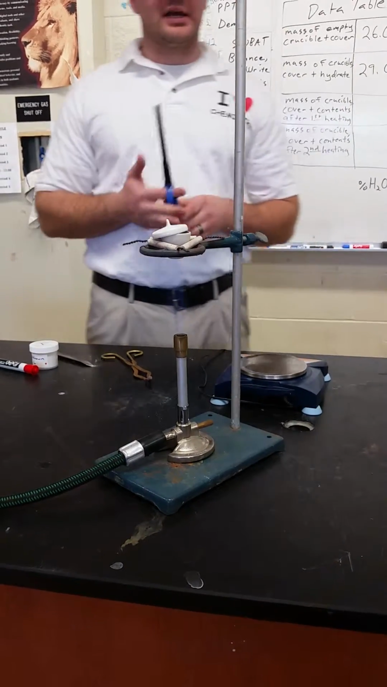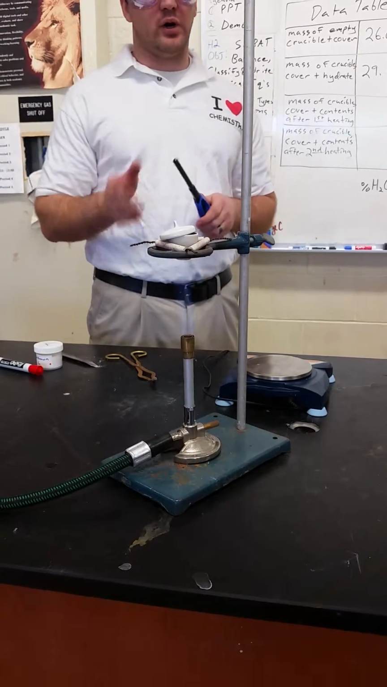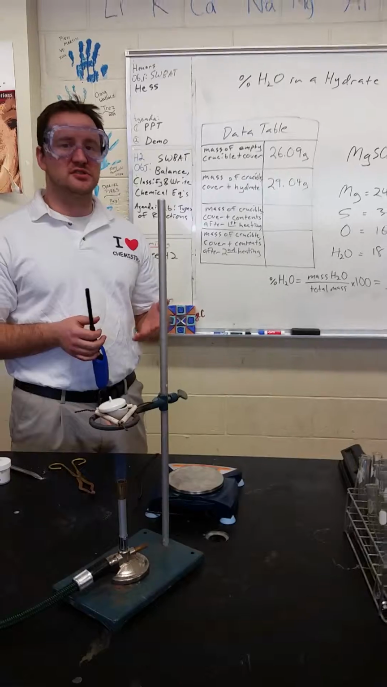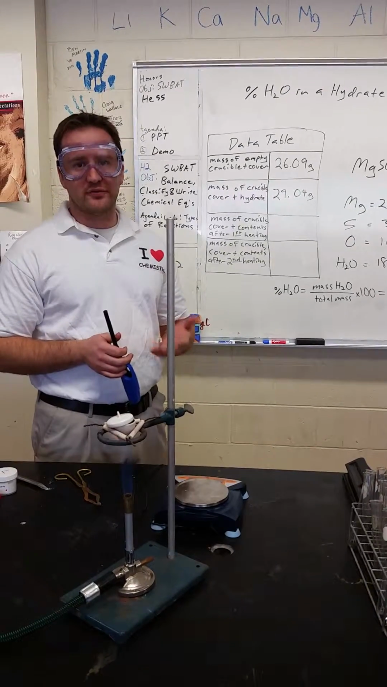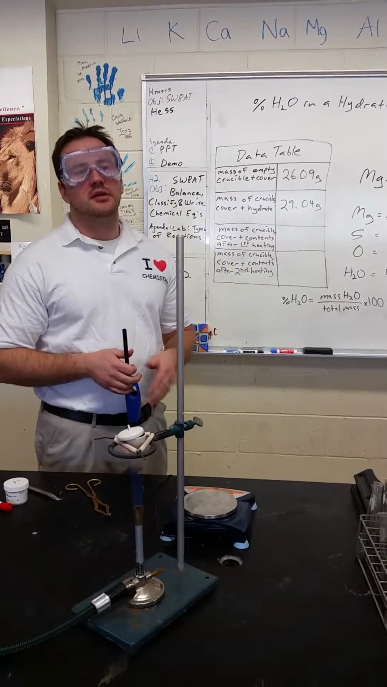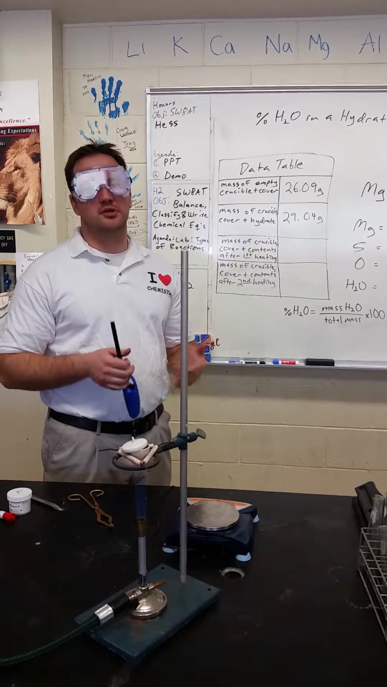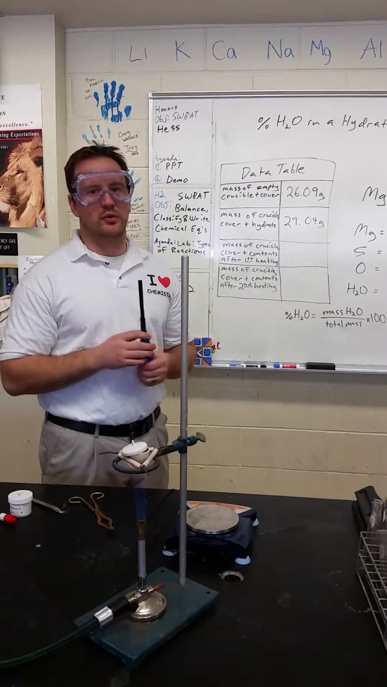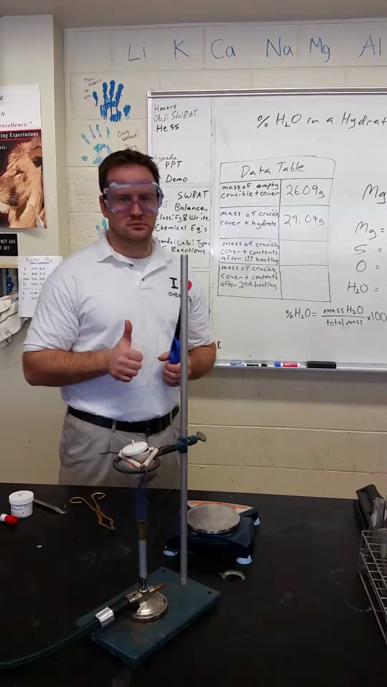Then we're going to heat it a second time to make sure that we got rid of all of the water. If the mass doesn't change from the first to the second heating, we can be confident that we've eliminated all of the water. However, if it changes, then we have to heat it a third time to make sure we get consecutive constant readings for the mass to know that we've eliminated all the water.